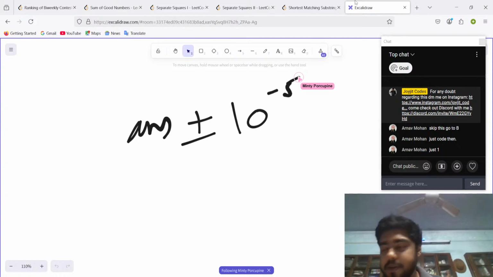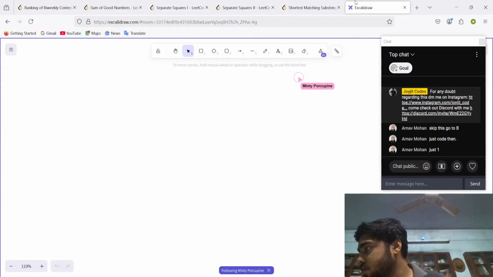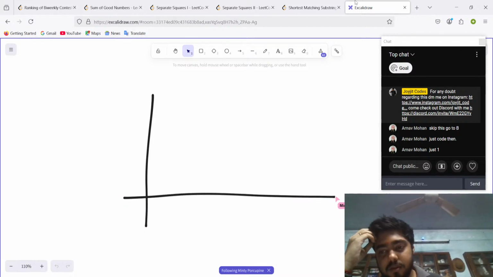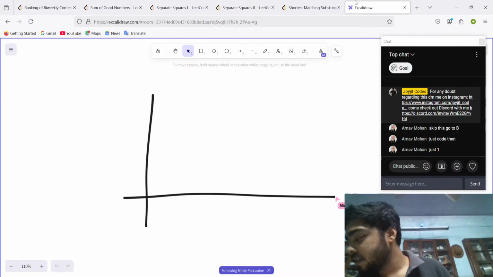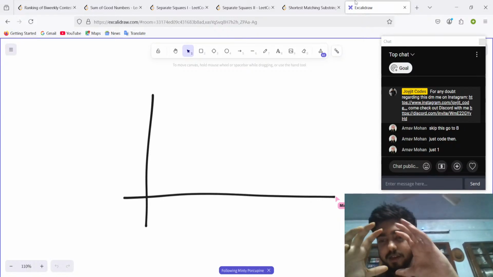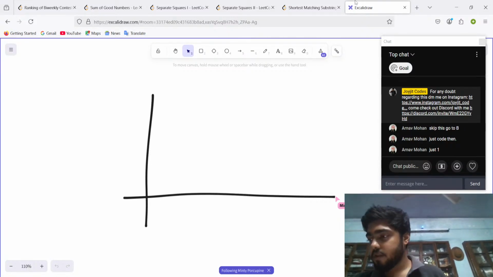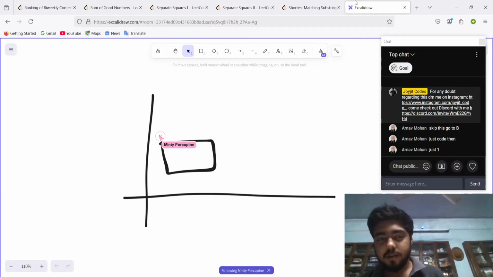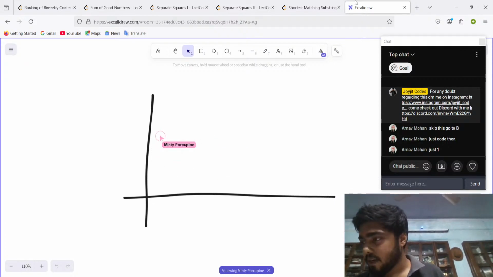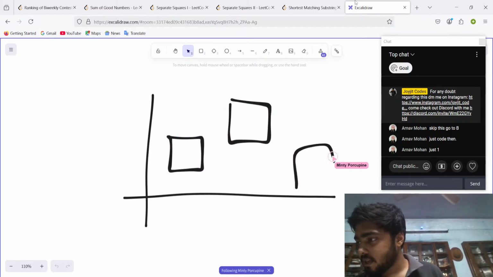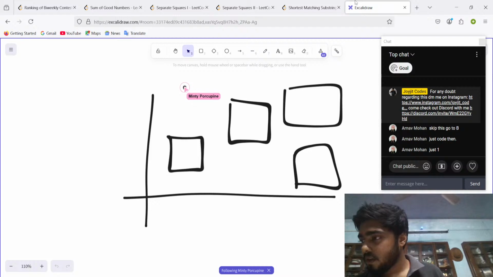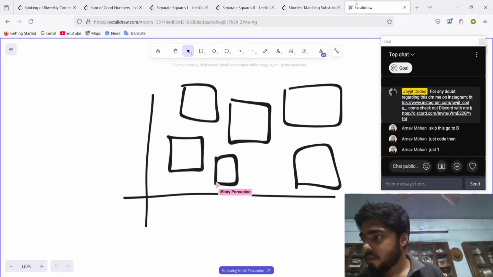So let me just explain what the whole thing is all about. So let's say this is the graph. In this graph, we know that there are various squares. Let's say one of the squares is like this. I know this looks more like a rectangle, but yeah, one of the squares is like this, another square is like this, another square is like this. So there are a lot of squares, and there are even overlapping squares.